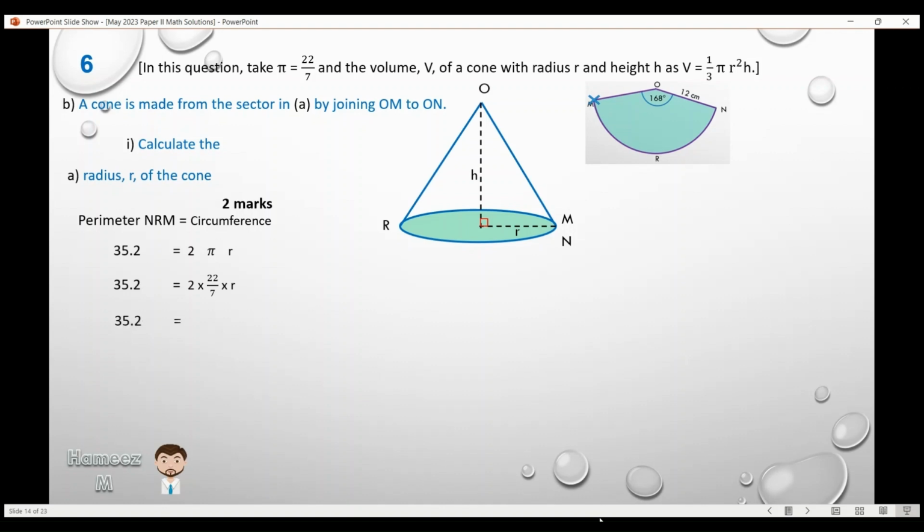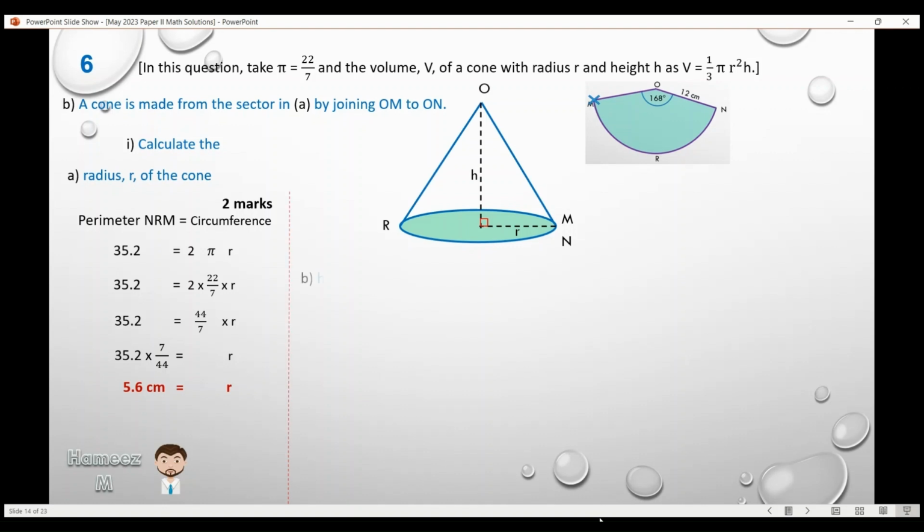So that will be 2 times 22 is 44 over 7, and we can carry the 7 across. 7 is dividing; when you carry it across, it will multiply. The 44 is multiplying by the r; when you carry it across, it will divide. So it will be 35.2 times 7 over 44 is equal to r. Using our calculators, that will give us 5.6 centimeters.